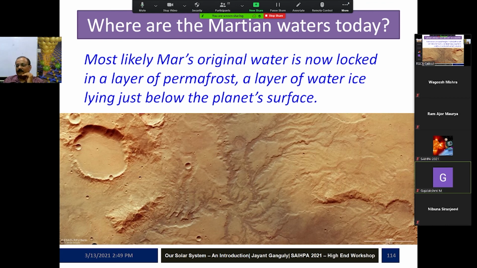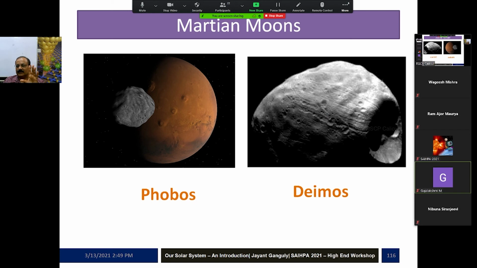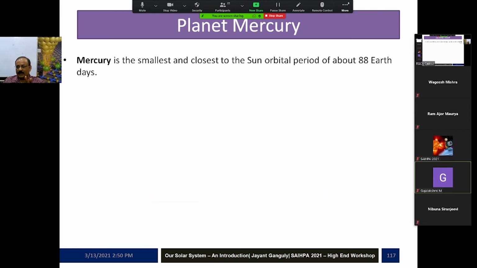People are trying to send so many probes in the hope that they will find some trace of water, and people have theorized that it is present in a permafrost layer, a layer just below the planet's surface, and they are trying to find it. So this is all we can say about these things. And Mars has two irregularly shaped moons, Phobos and Deimos.